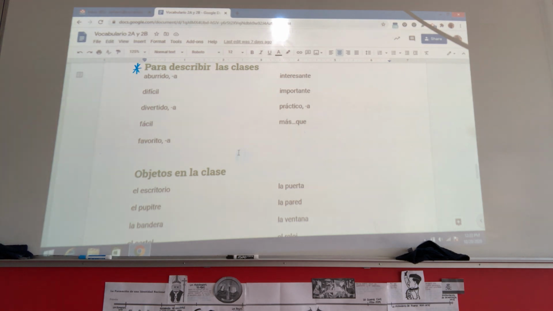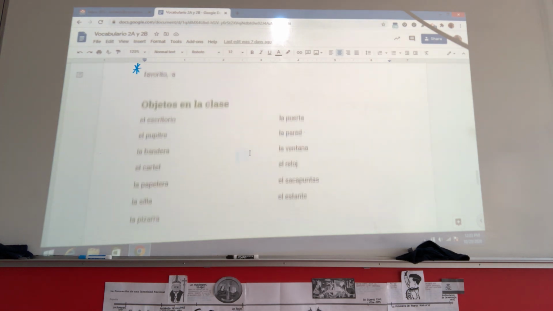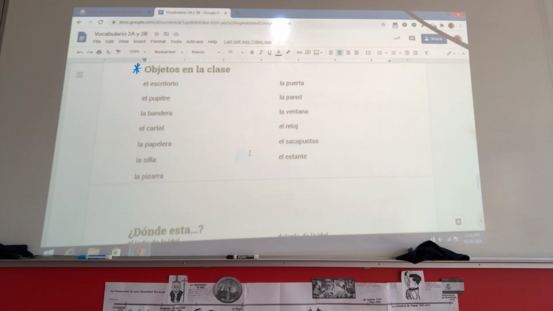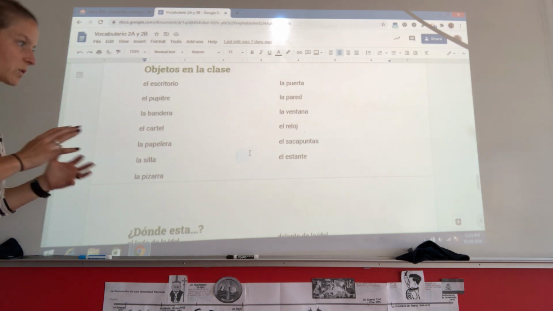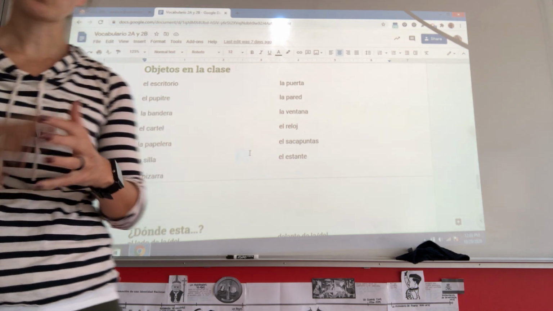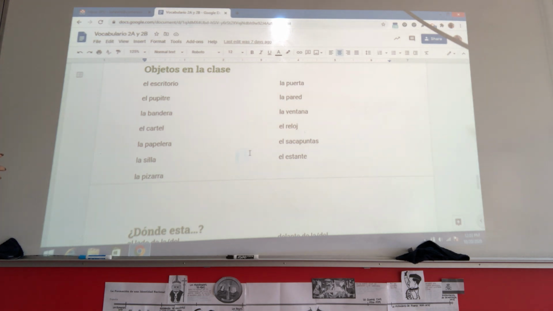Objetos en la clase. On this part of your vocab, I want you to be aware of these objects in the class, but I don't want you to spend a lot of time memorizing these words. These are more to just be aware of. So let's repeat them so that we know what they sound like. We're going to practice them, but not spend a whole lot of time with these.